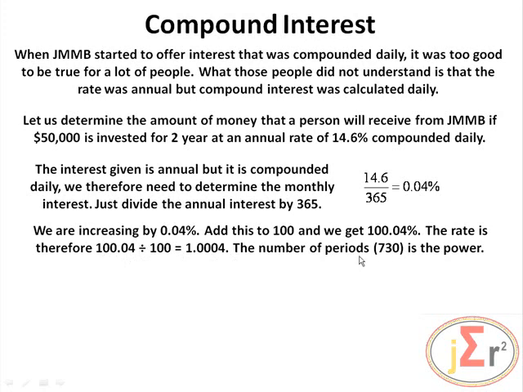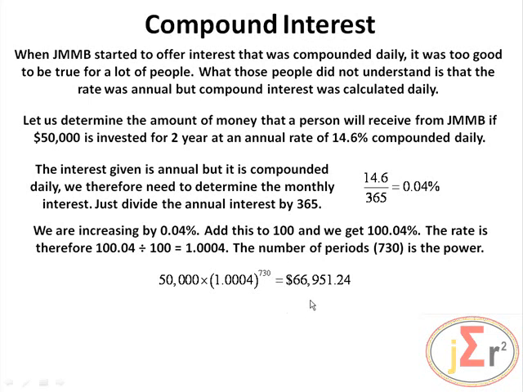The number of periods, 730. Why? Because we have a 2-year period, and 2 times 365 is 730. And this number of periods is going to be the power. So let's see what we get. We have $50,000 and the rate is 1.0004. And of course, we have the number of periods, 730 periods, because 365 days in a year and we have 2 years. So that is why we have 730 as a power, representing 730 periods. And this is our answer.